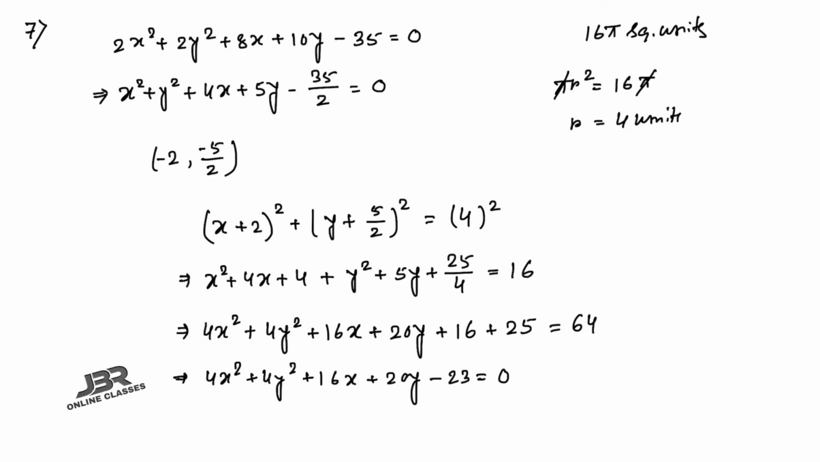Okay, now next, sum number 8. Find the equation of the circle which is concentric with the circle x square plus y square minus 4x plus 6y minus 3 equal to 0, and of double its, first one circumference, second one area.